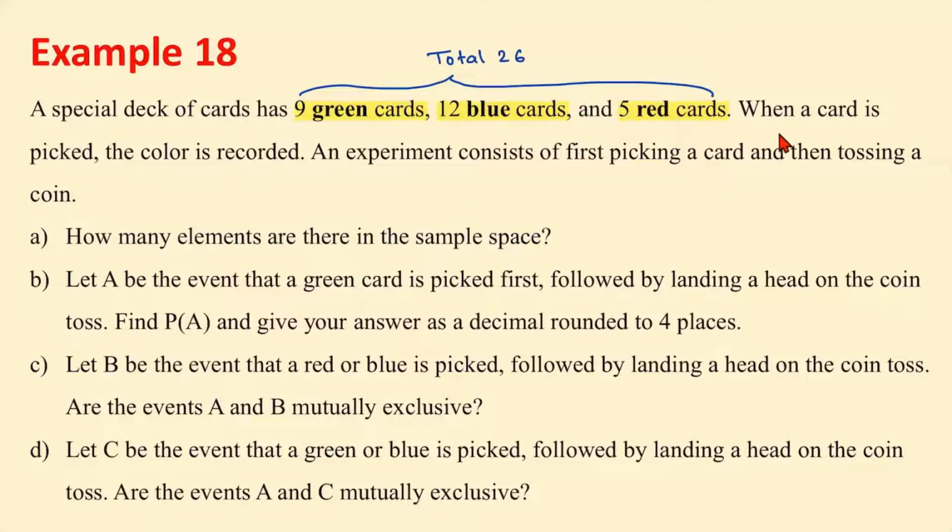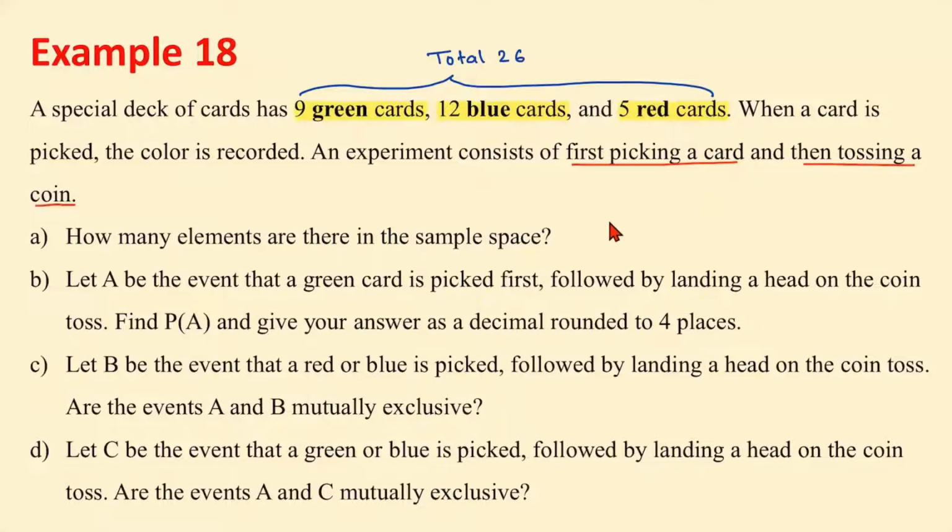So there are 26 cards, and it consists of 3 different colors: green, blue, and red. When a card is picked, the color is recorded. So they are picking up the card and they record the color. Like they pull the card and they see which color it is. Is it green, blue, or red? An experiment, now see what the experiment is. An experiment consists of first picking a card and then tossing a coin.